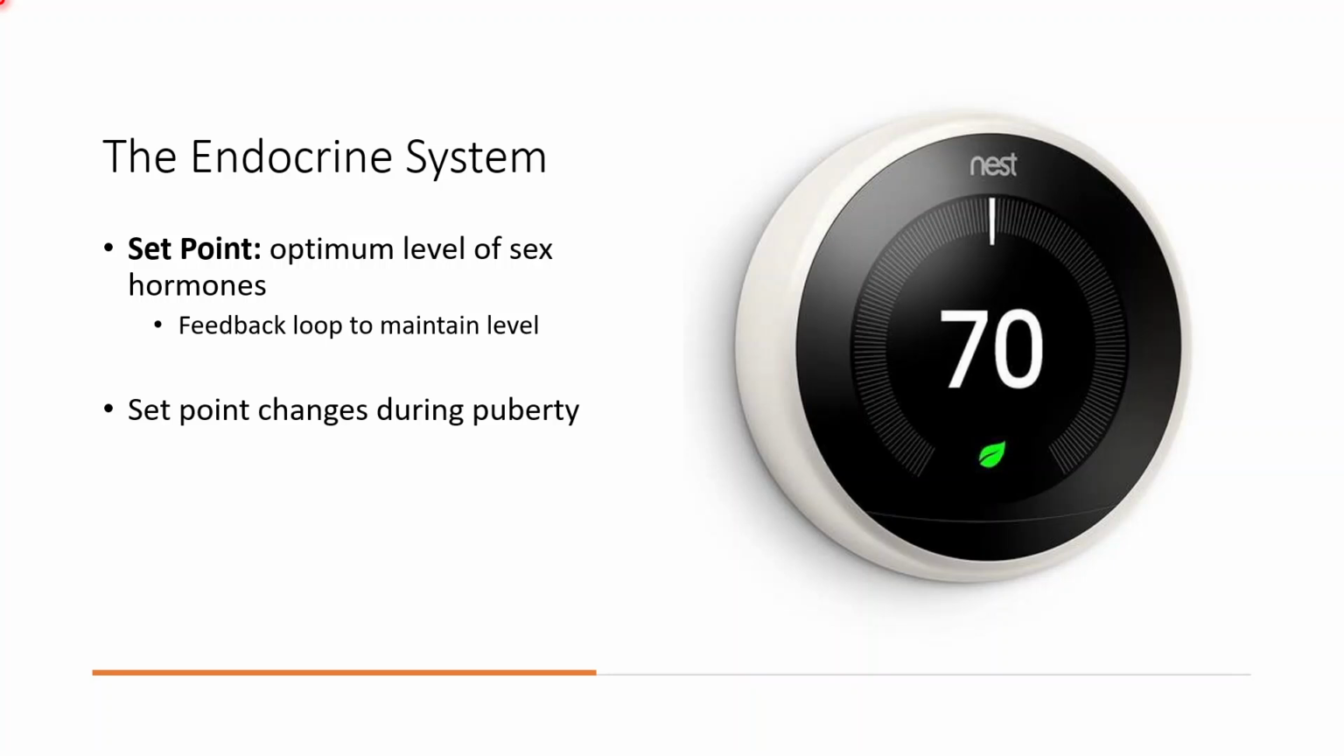And during puberty, that set point is going to increase, where our body now needs to be at a higher level of sex hormones. Again, this is all in preparation for sexual maturity or reproductive maturity. We know androgens, specifically testosterone, increase more in males, like I mentioned, while estrogen increases more in females. The set point for androgens, testosterone, and estrogen increases.